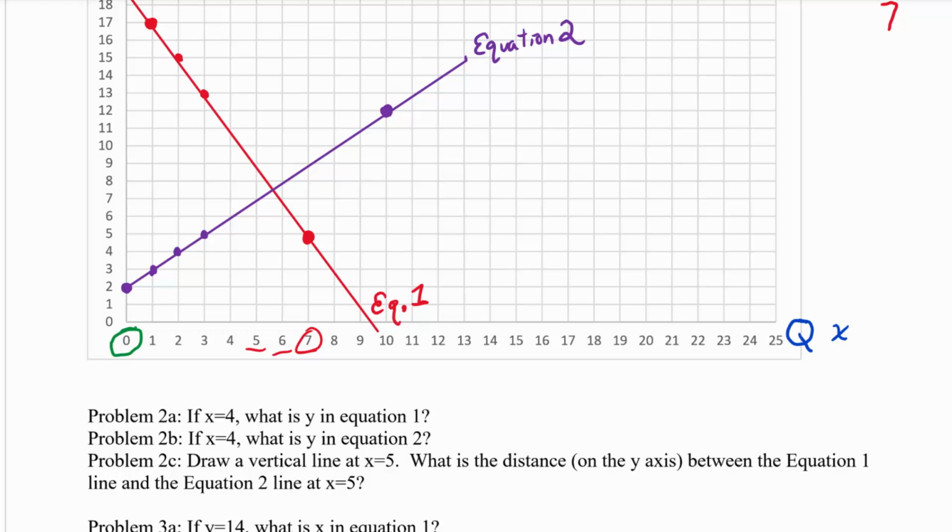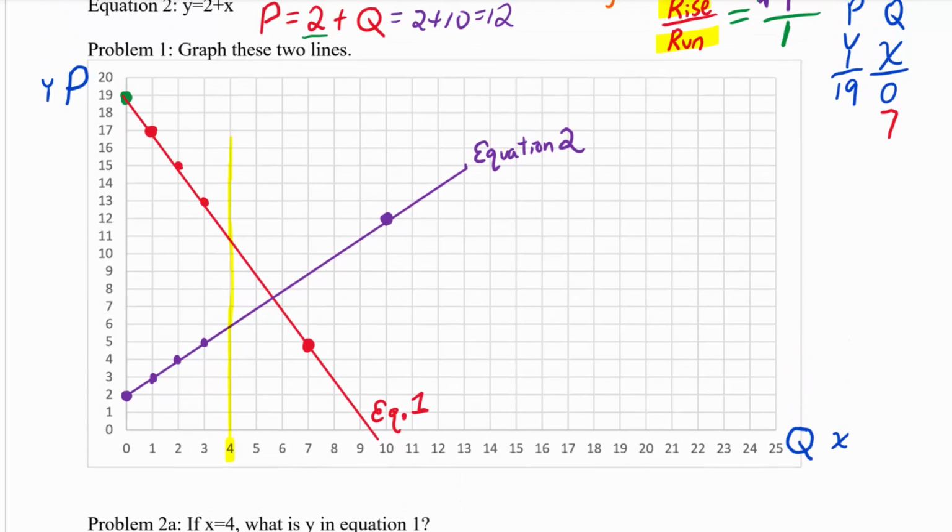So suppose x was 4. Let's carefully think about what the implications are, and all the things going on, if somebody came up and told us that x was 4. Let's draw a line where x equals 4 here, just straight up. That will help focus our attention on what's going on when x, or in other words, quantity, equals 4.